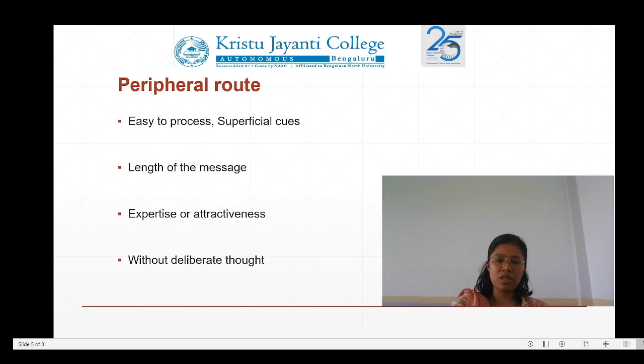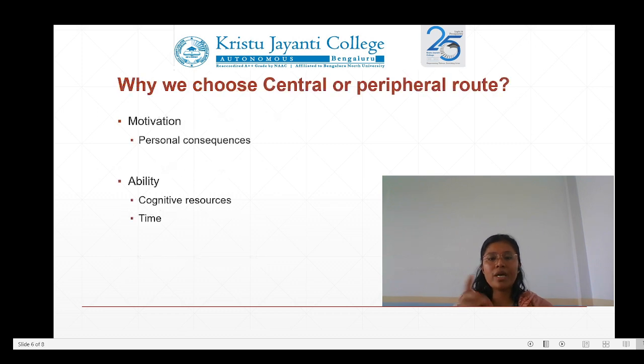So according to the elaboration likelihood model, these are the two different approaches to persuasion. An individual tends to use either of these two approaches. So why do we use or choose one approach over another? What actually determines that you at a particular point in time would choose the central route or the peripheral route?